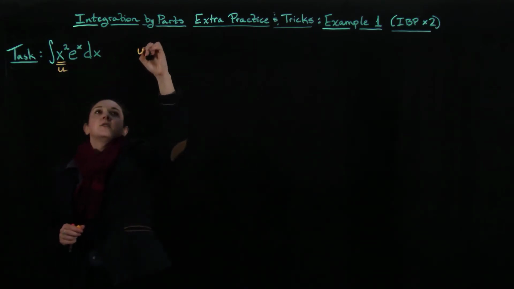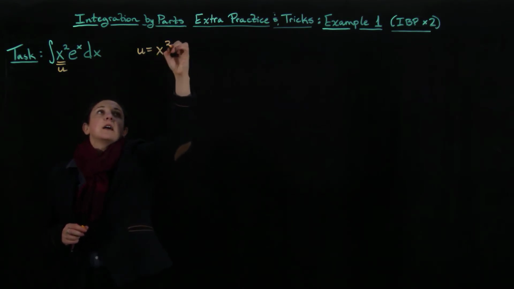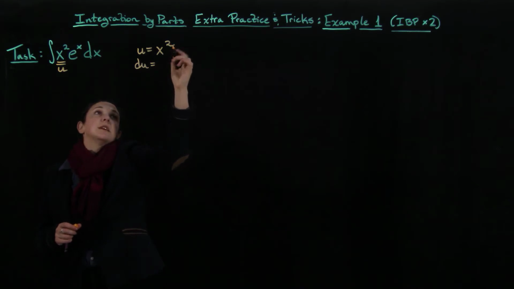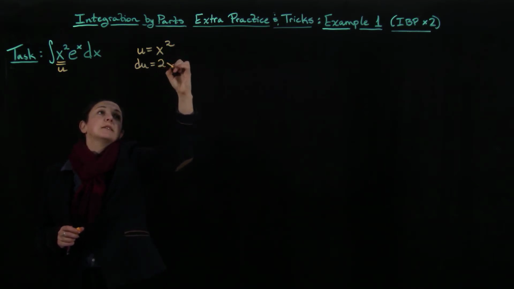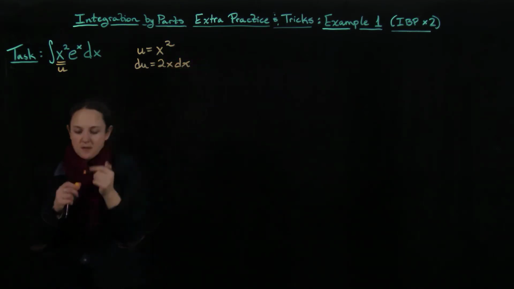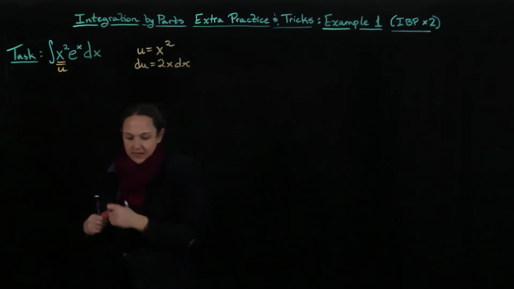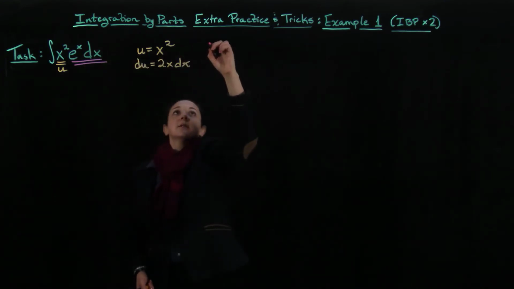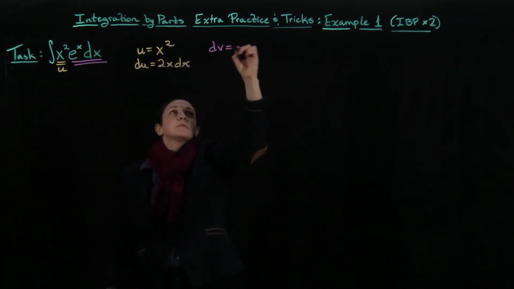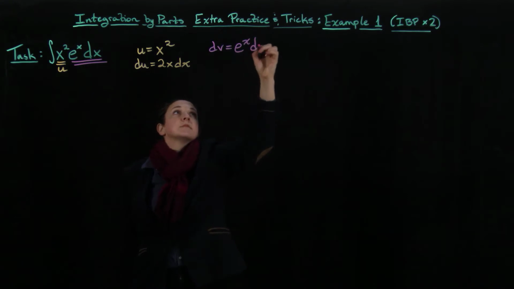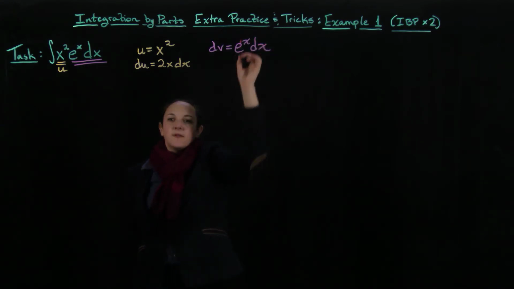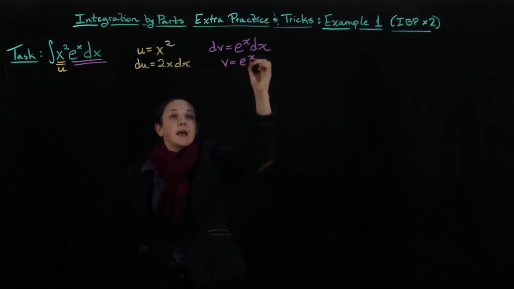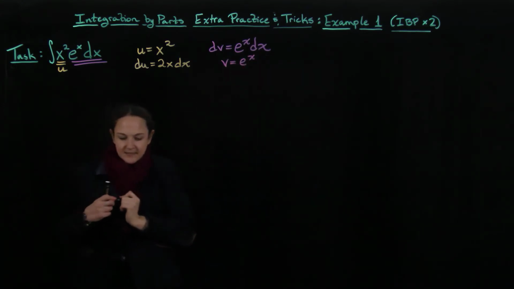Okay, so we're going to have that u equals x squared, and so then we also have that du equals, so we need to take the derivative of this, so we get 2x, and then we write dx. And then over here, e to the x dx is going to be our dv. Now, the antiderivative of e to the x is just e to the x, so that we get v also equals e to the x.